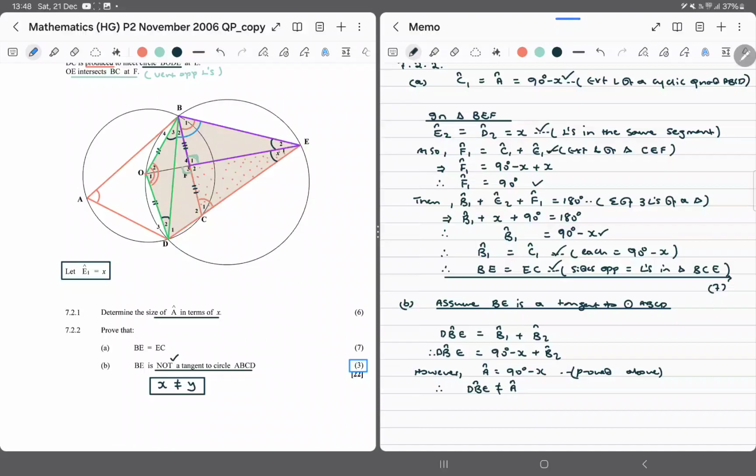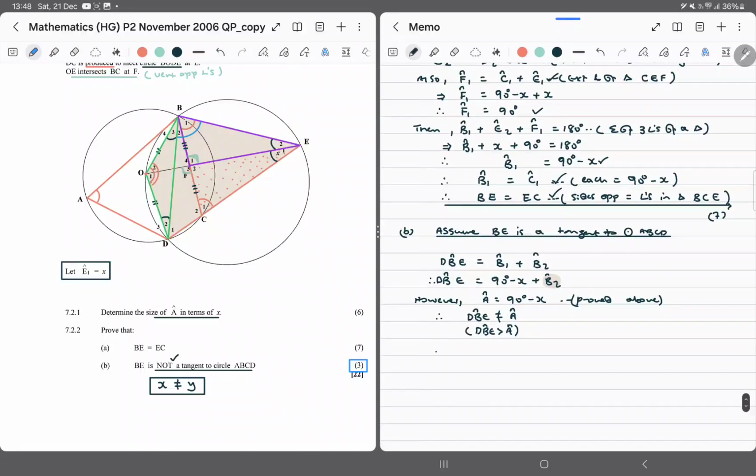Because we can see clearly that we are adding something extra for DBE. Although this is common, there's something extra. Or somebody may even put it this way and say DBE is greater than angle A, because if we're adding something, this is already extra. So this is yet another option to show that. And then as a result, we can say therefore BE is not a tangent to circle ABCD.